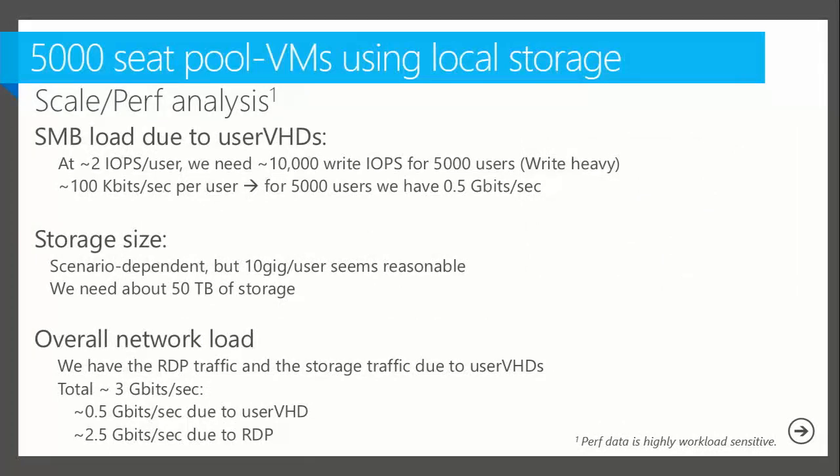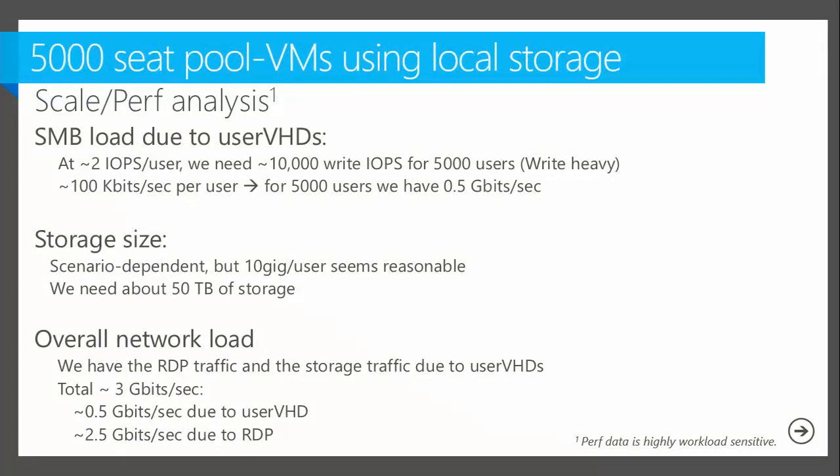The SMB load, so this is the load for the user VHD, which is all the user settings and documents and so forth. 2 IOPS per user out of the 10 IOPS per user we talked about. But we're talking about 5,000 users, and that's pretty heavy. We're talking about 10,000 write IOPS for these 5,000 users. Pretty significant amount. But the size is not that great. It's about 100 kilobits per second per user.